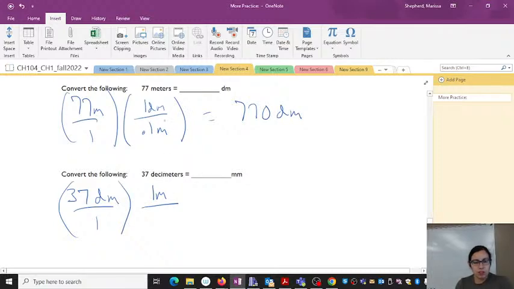So kind of multiply it by 10. So if you take this number by 10, then it'd be how many decimeters? 10. So 10 decimeters. Does that make sense? So now we're at meters. So decimeters canceled. And then how do we go from meters to millimeters?